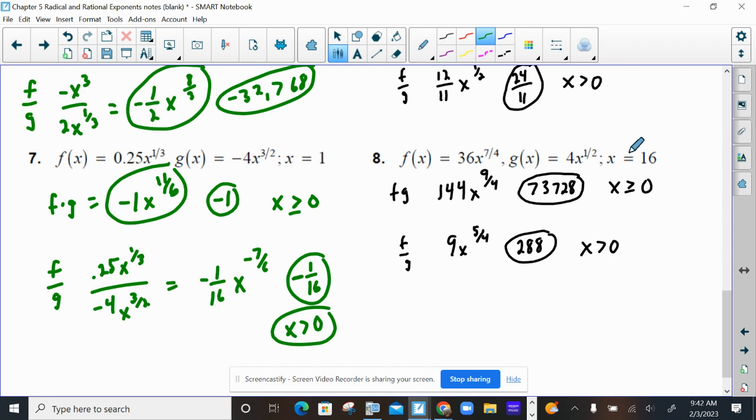So we should know how to add, subtract, multiply, and divide these function notation. Okay, so it's a simple matter of just applying the appropriate rule.